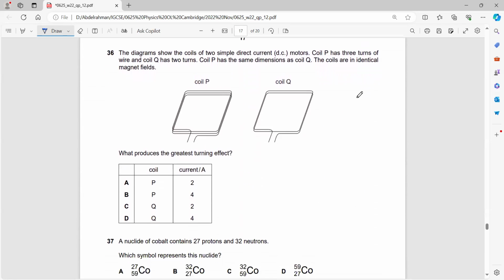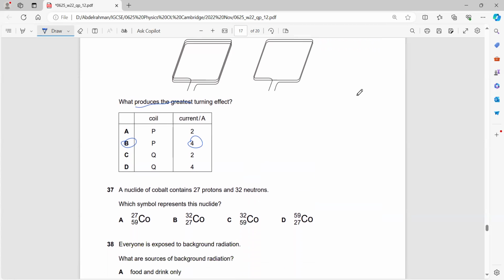The diagrams show the coils of two simple direct current motors. Coil P has three turns, and coil Q has two turns. What produces the greatest turning effect? Coil P definitely will produce the greatest turning effect, with a higher current passing through it. You need to increase the number of turns, increase the current, and increase the strength of the magnetic field.